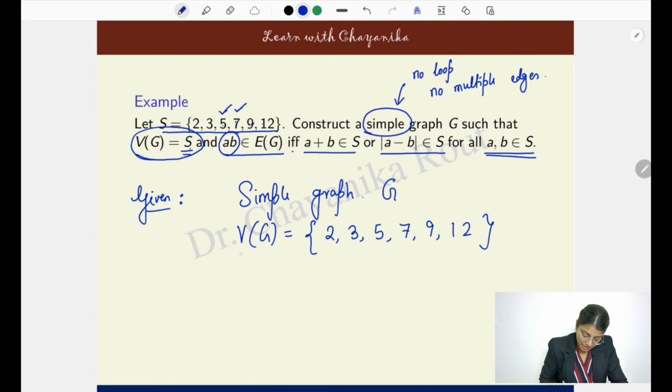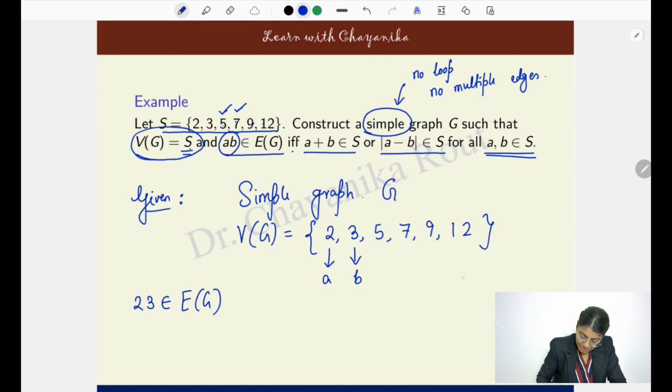Now it's given the edge set will contain the elements AB, that is AB will be an edge, A and B are elements of S. For example, let me tell you, suppose we take the pair 2, 3. A is your 2, B is your 3. Now AB, that is 2, 3, this edge will belong to capital EG. Belonging to capital EG means that is an edge.